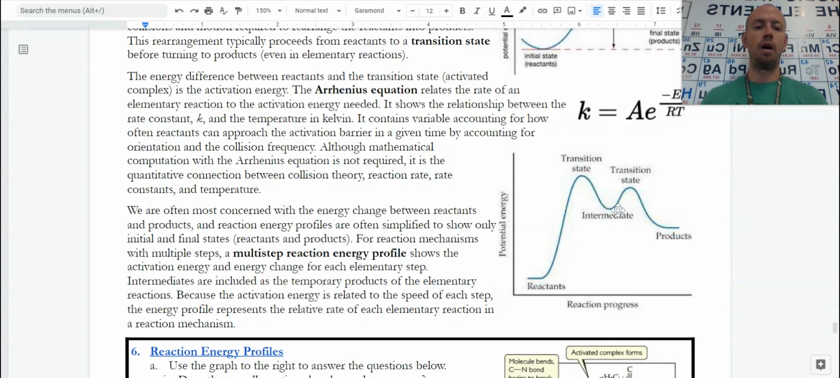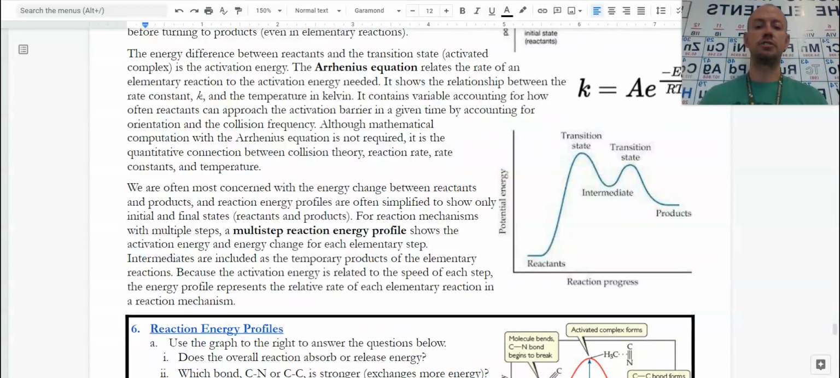This would be a two-step process right here. The intermediates are shown, activation energies for different things are shown, and an important piece is whichever uphill is the biggest requires the most energy and therefore has the highest activation energy, but is also the slowest step. This is a two-step mechanism with a slow first step and a fast second step. It doesn't take much energy to get from our intermediate to its transition state before turning into products.